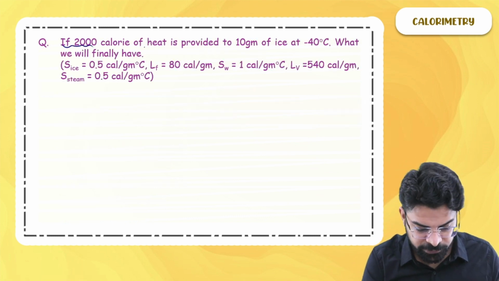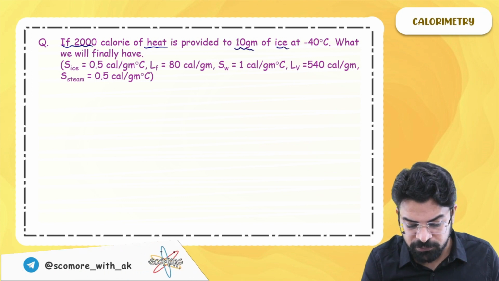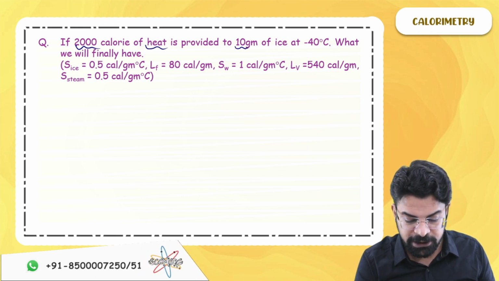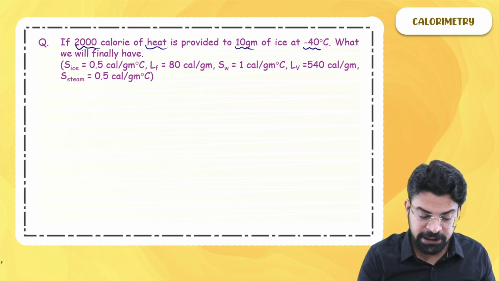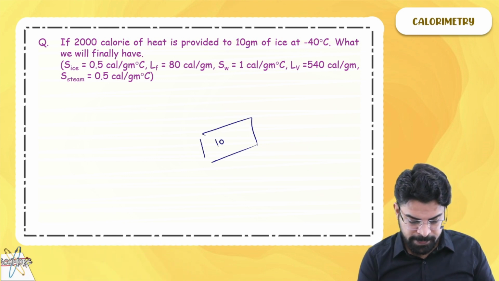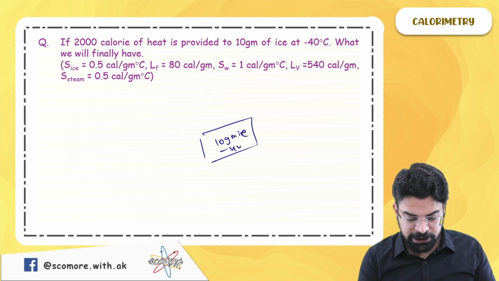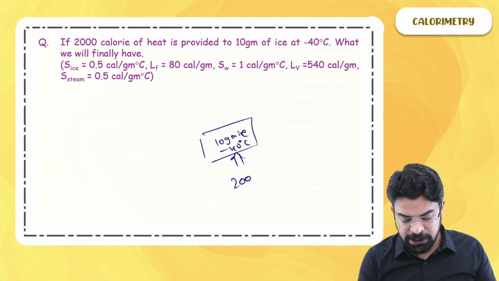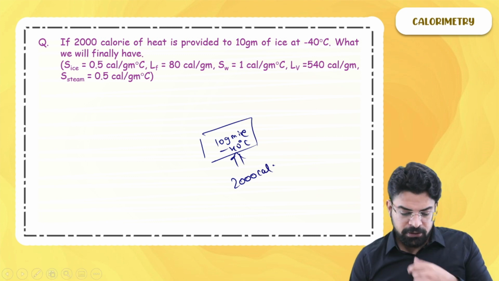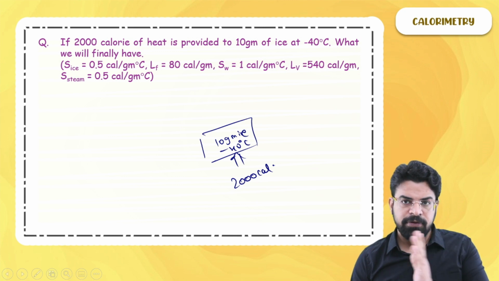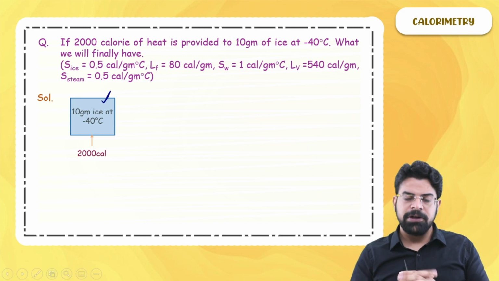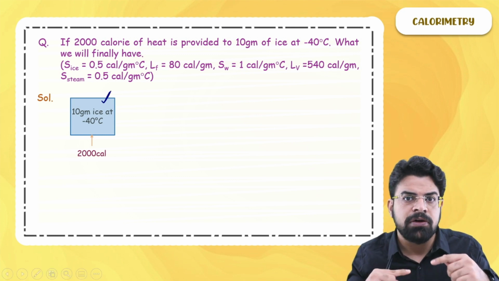If 2000 calorie of heat is provided to 10 gram of ice at -40 degrees centigrade, what will we finally have? So you have 10 gram of ice at -40 degrees centigrade and you provide 2000 calorie of heat. Visualize that you have got 10 gram of ice at -40 and you have to provide it with 2000 calorie of heat.